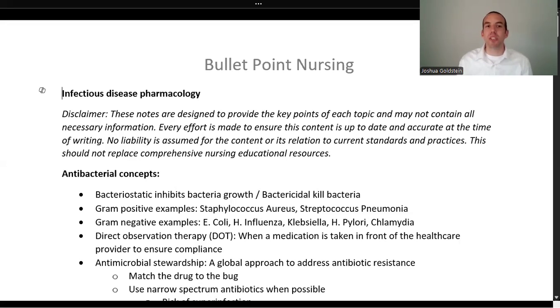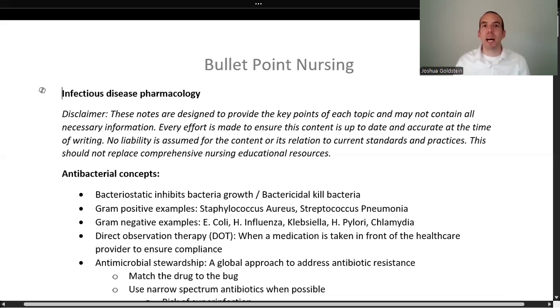Let's go through some terminology. Bacteriostatic means that it's going to stop bacterial growth. Bactericidal means it's going to kill bacteria. When we talk about bacteria, we have gram-positive and gram-negative. Gram-positive examples are things like staph and strep. Gram-negative examples are things like E. coli, influenza, and more.